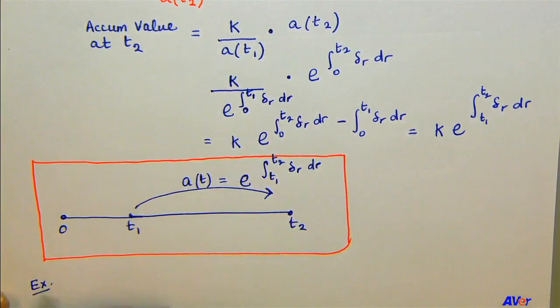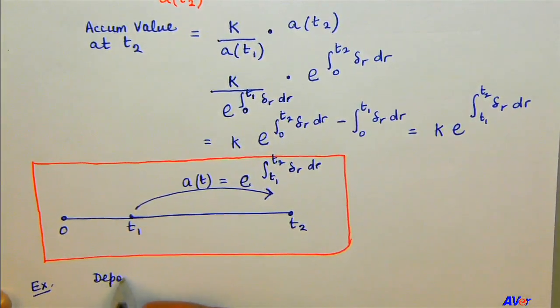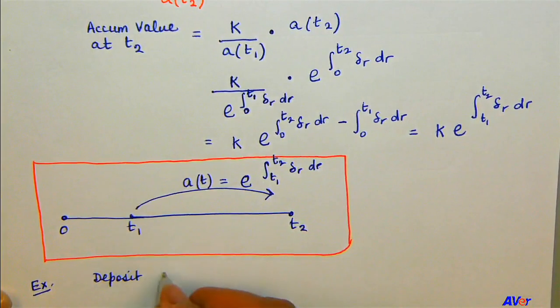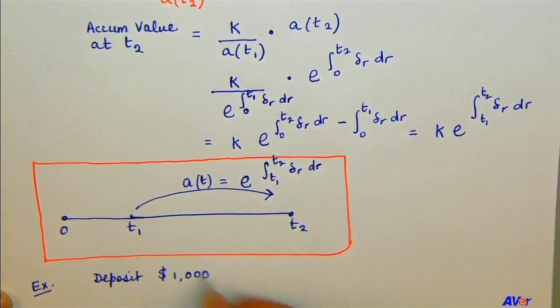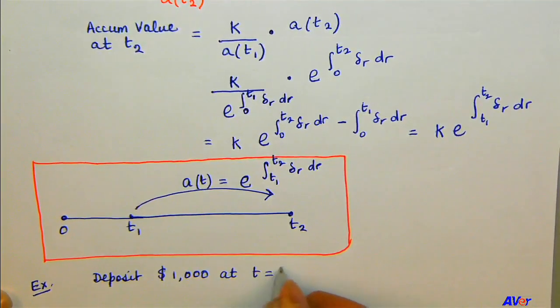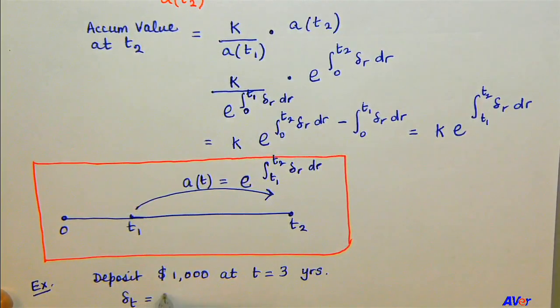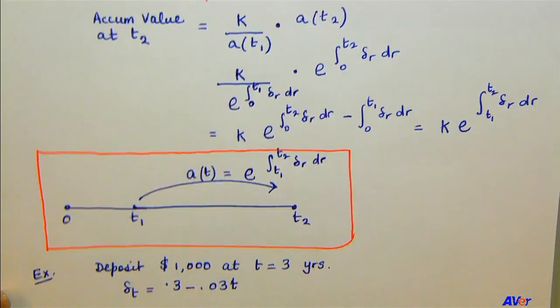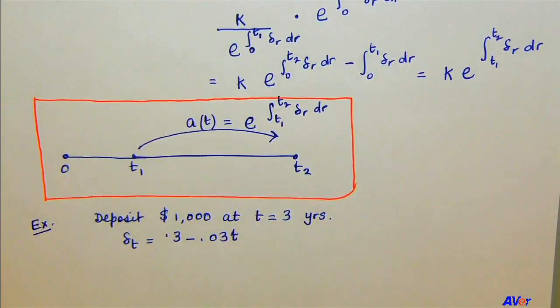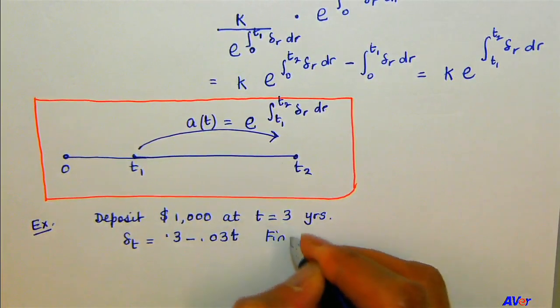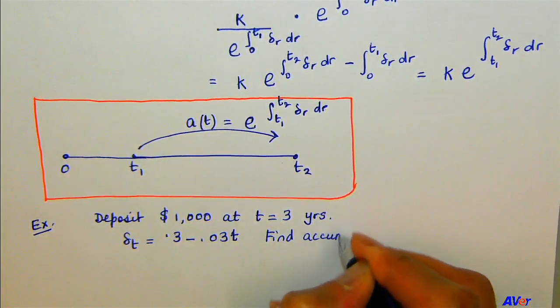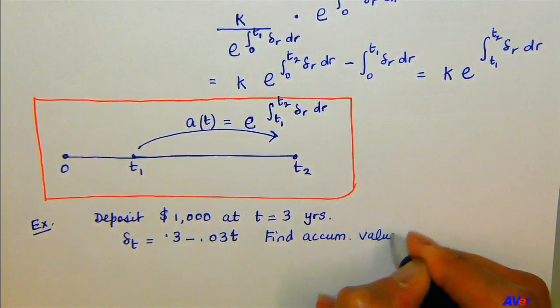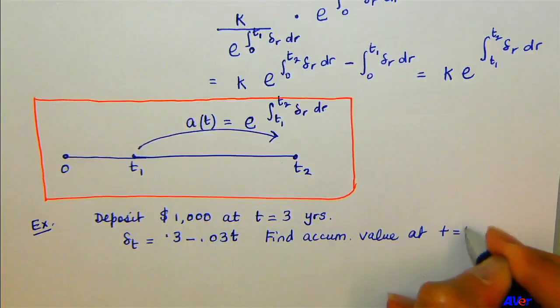Example. Deposit $1,000 at t equals 3 years. Delta of t is equal to 0.3 minus 0.03 t. Find the accumulated value at t equals 5 years.